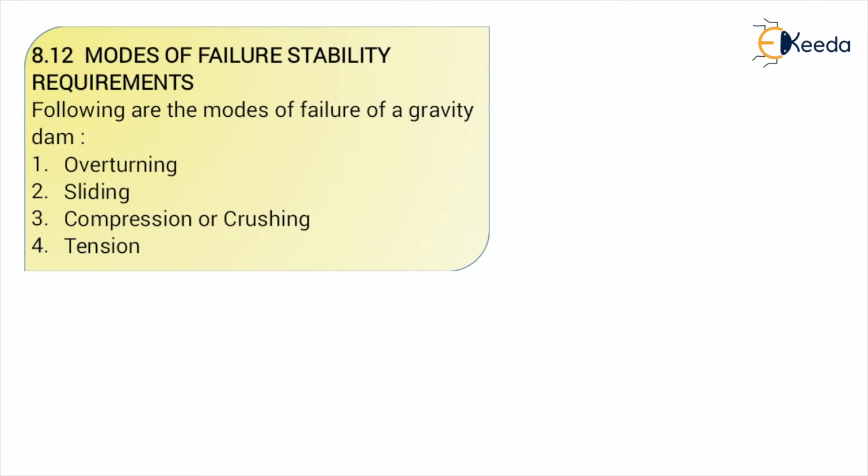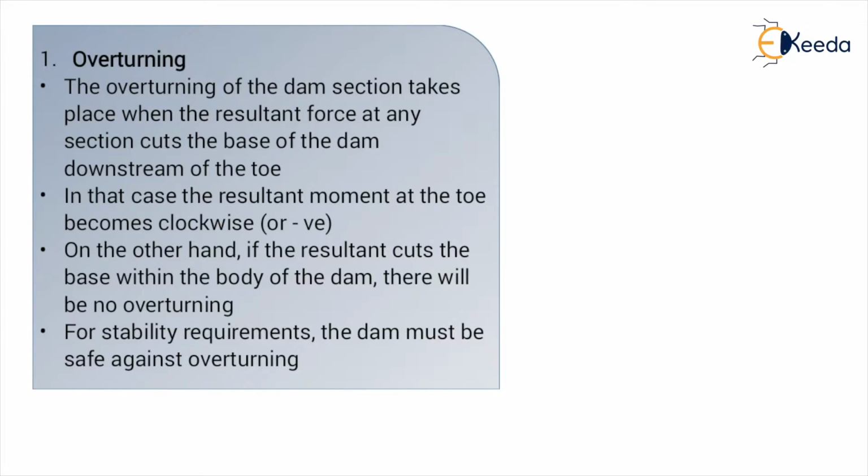The manner in which the gravity dam can fail in future or in a very short period without giving us a warning: overturning, sliding, compression or crushing, and tension. In this manner the gravity dam will fail. So let's start with our first mode of failure, that is overturning.